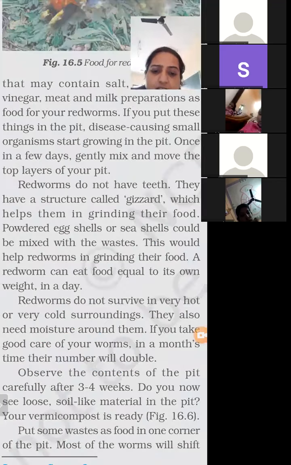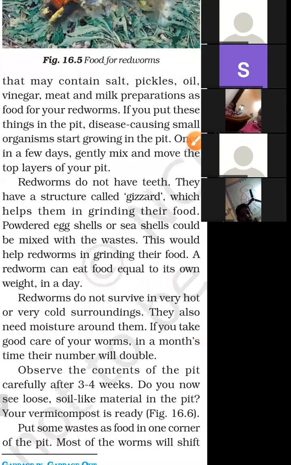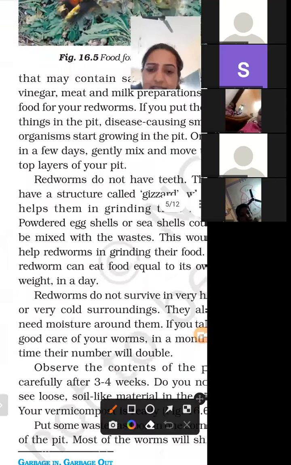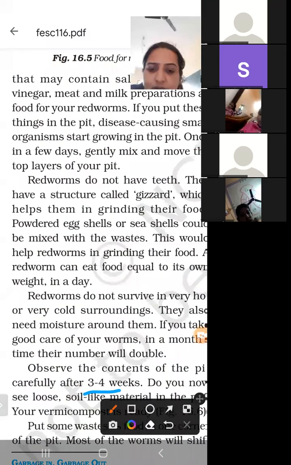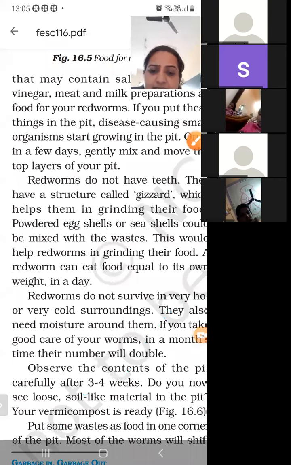And in how much time is the compost ready? So how is compost ready? After 3 or 4 weeks, vermicompost is ready.